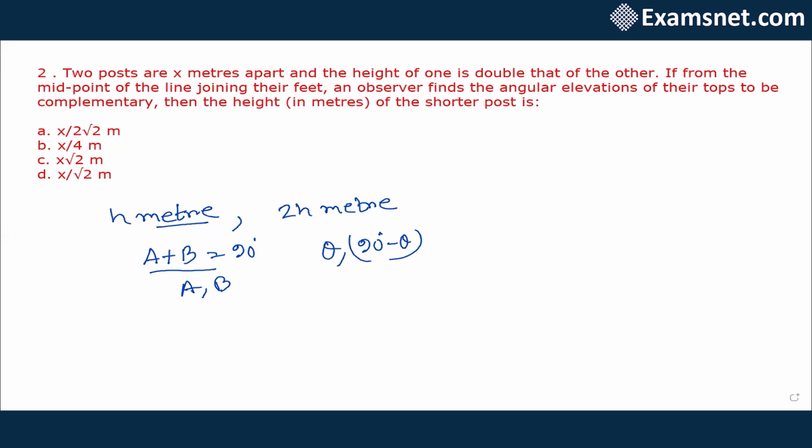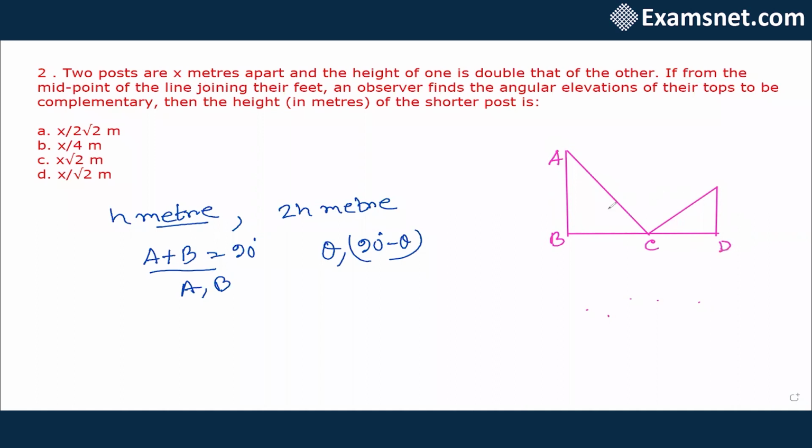Now let's start with the construction, that there are two posts x meters apart. So here, let's draw the larger post first, and here is the other one. Okay. If from the midpoint of the line joining their feet, okay, from the midpoint, let's say here is the midpoint. So this is the construction. Now name it as A, B, C, D.